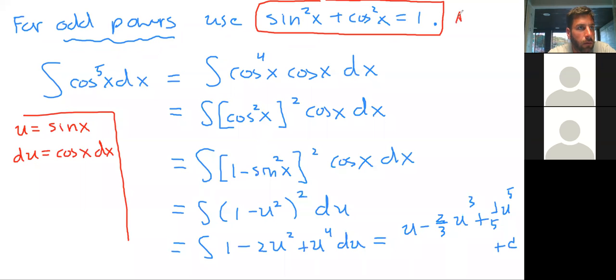So I put a star here. How did I get this? This is from the star. Got it. Thank you. Yep.